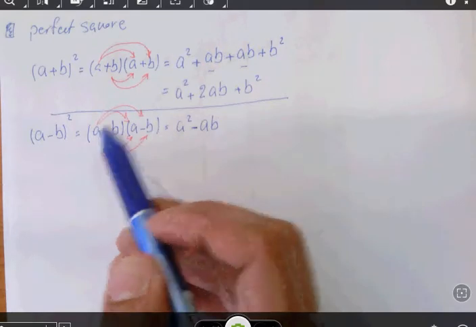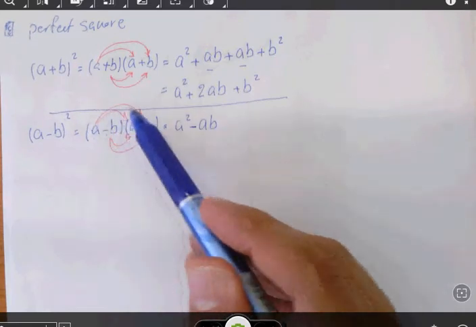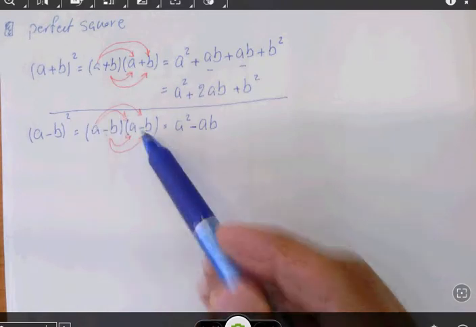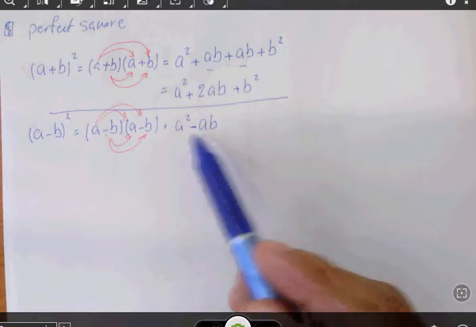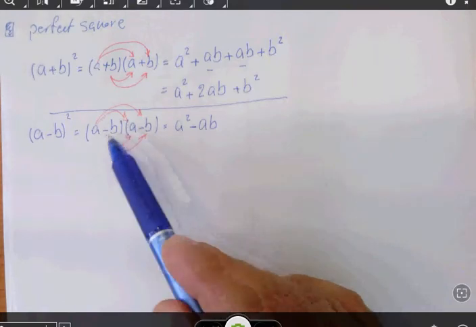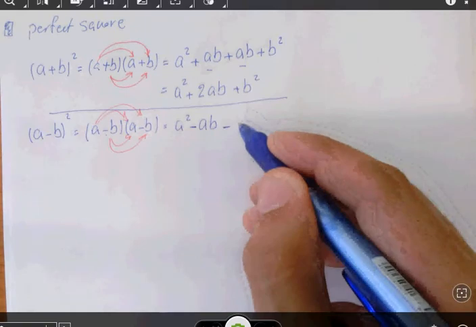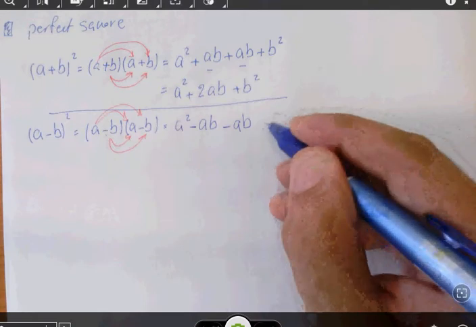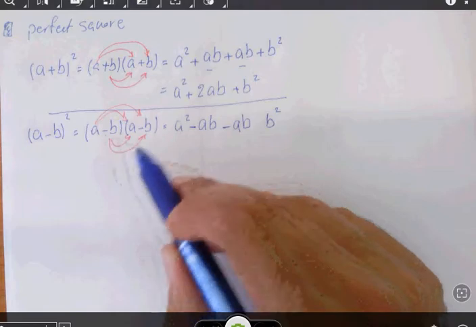A times A, which is A squared. Perfect, right? Now I go A times negative B. So it's a positive times negative. What's the sign? What should be the sign? Negative AB, right? Right. Let's keep going. So now this time is negative B times A, positive A. What's the sign? Negative. Very good. Last one is what? We know it's B squared, right? Is it plus or minus? Very good.